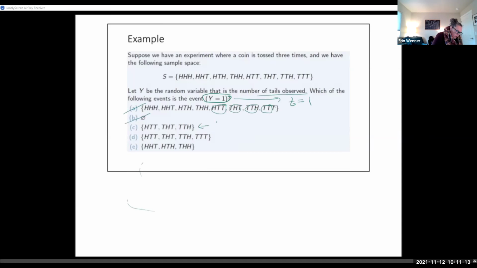C, we've got 2 tails. So this would only be true if we were saying, what about if y equals 2? D, we have 2 tails and 3 tails. So this is y is greater than or equal to 2. And then E is 1 tail. So this is our answer. This is where y is equal to 1, which again means that we want one tail to occur. So again, what we're doing is we are just representing our outcomes using a variable instead, okay?